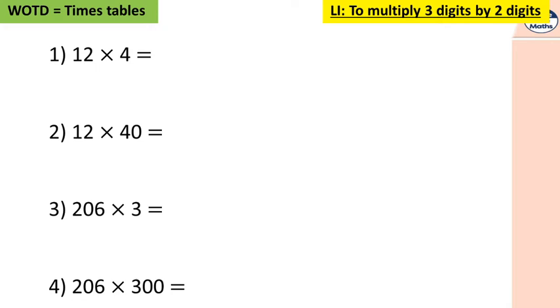Right, let's go through those 4. So 12 times 4 or 4 times 12, we know that from our 4 times table. Is the last one we tend to learn in our 4 times table, and 4 times 12 is 48.